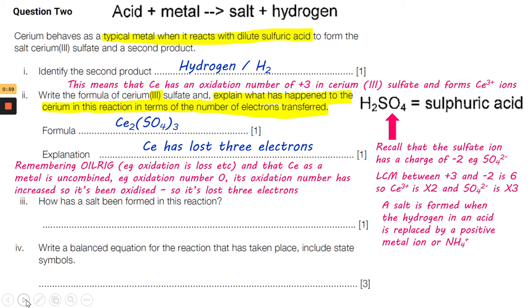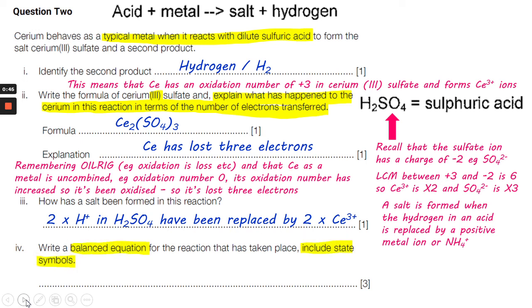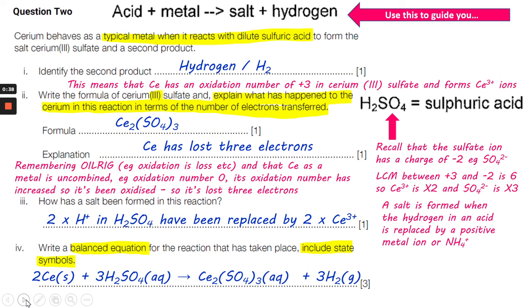Thinking about a salt in terms of A-level, it's formed from the hydrogen in acid replaced by a positive metal ion, or an NH4+. So you can say 2 hydrogen ions in H2SO4 have been replaced by 2 Ce3+. Balanced equation, including state symbols, using the original word equation to guide you, gives you something like this.